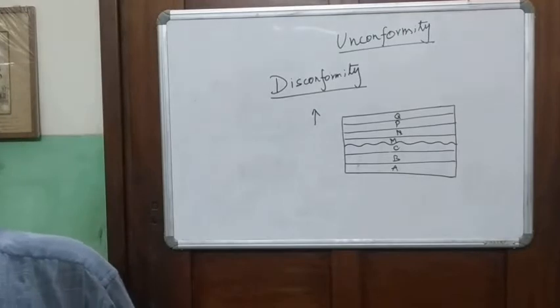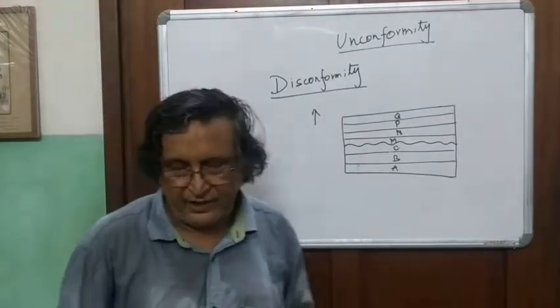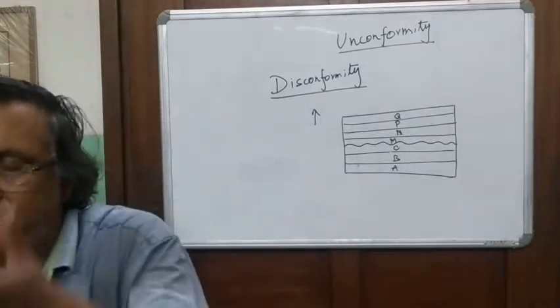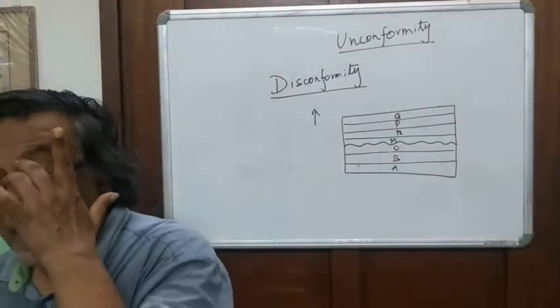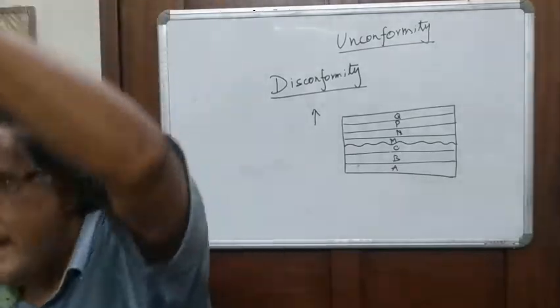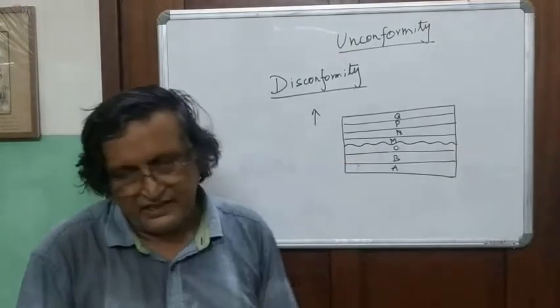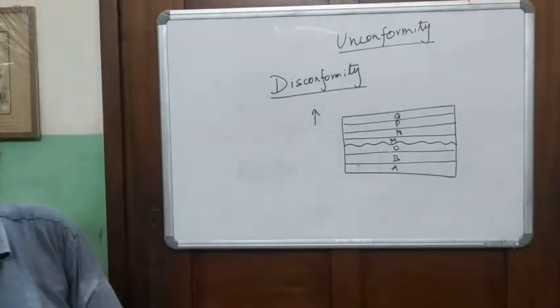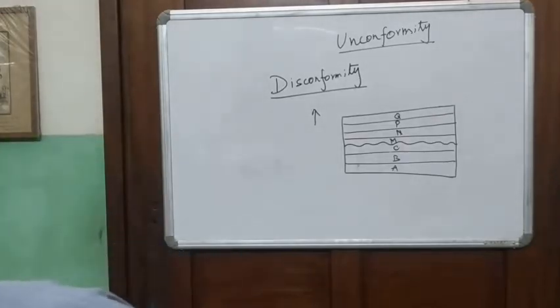The only difference between angular unconformity and disconformity is that in angular unconformity, the lower strata gets tilted and then uplifted and then redeposited by newer sediments. Here, the tilting is lacking. Right?